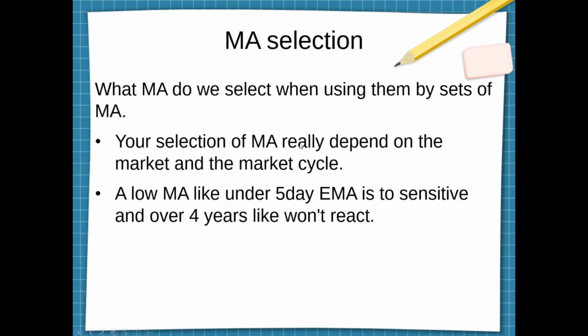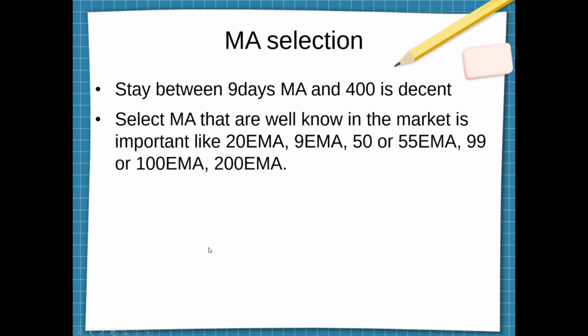So your selection of moving average depend on the market and the market cycle. A low moving average under 5-day EMA is too sensitive, and over 5 years it won't react the way you would like it. Now say you stay between 9 days and 400 is decent, but these are the most used moving average in the market. Sorry, 20, 21, the 9, 50, 55, 99, 100 and 200 moving average.